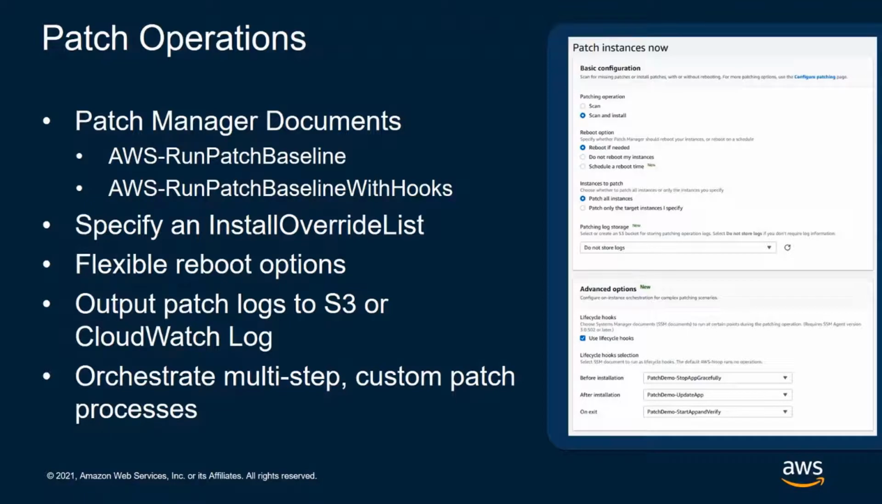A new feature that was added previously this year is called Lifecycle Hooks, which leverages the document AWS Run Patch Baseline with hooks. This document allows you to run commands and scripts using command documents, which can be called at various points during the patching operation. For example, you can run a set of commands before patching installation to gracefully stop applications and services on your managed instances. You can then run a different set of commands to update applications immediately after patching. And lastly, if you choose to reboot your managed instances, then you can run a set of commands after the instance comes back up to start applications and verify their application health.